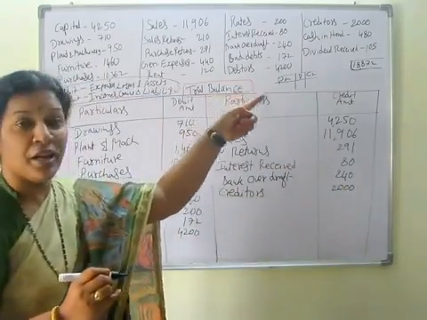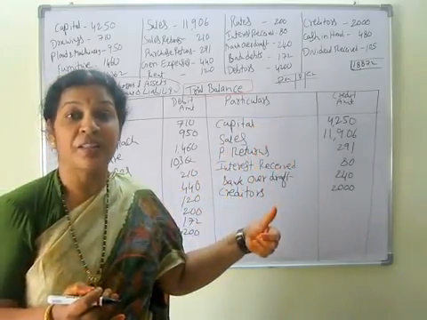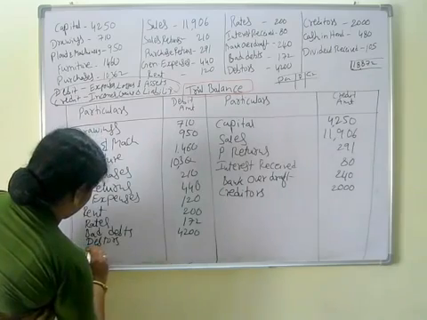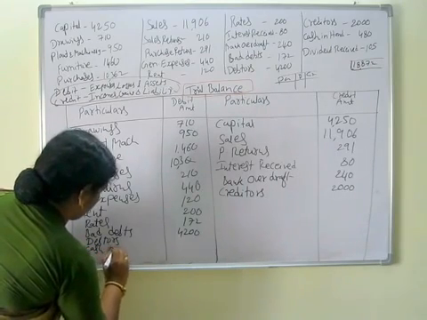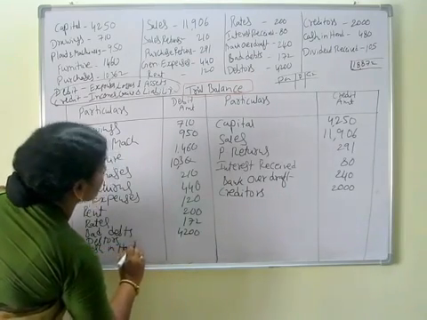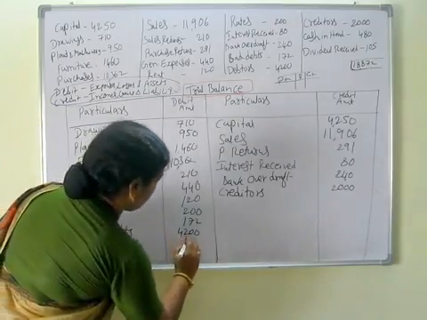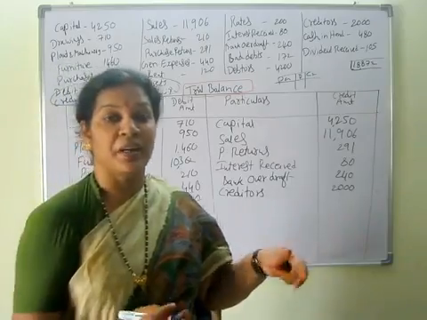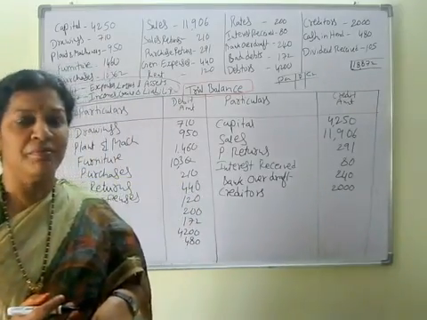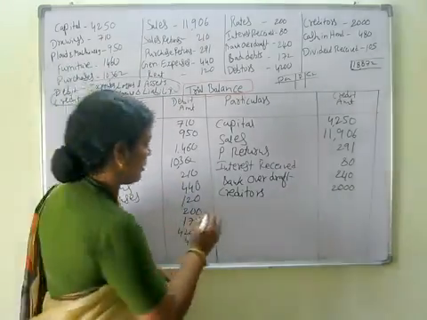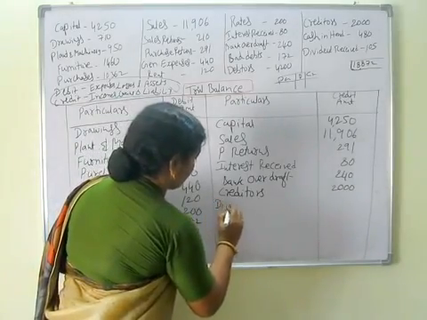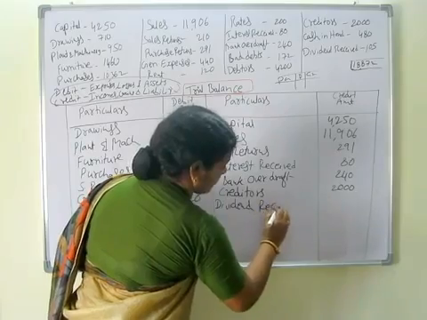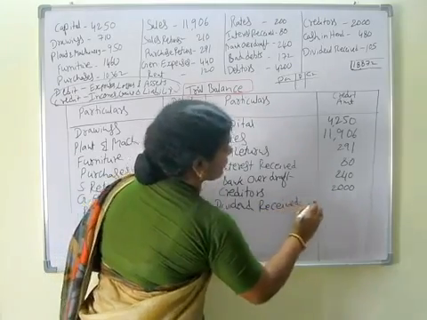Next, cash in hand. That's an asset. Cash in hand, debit side. How much? 480. And the last amount, dividend received. We are receiving dividend, which is income. All the incomes will be on the credit side. 105.